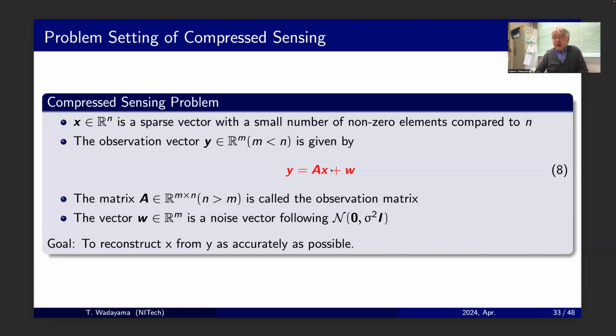We get y, and also we know the sensing matrix A. So from the information of y and A, we want to reconstruct x. This is our aim for the sparse signal recovery algorithm. And also we know x is a sparse vector. So we have to use that kind of prior knowledge in the recovery process.